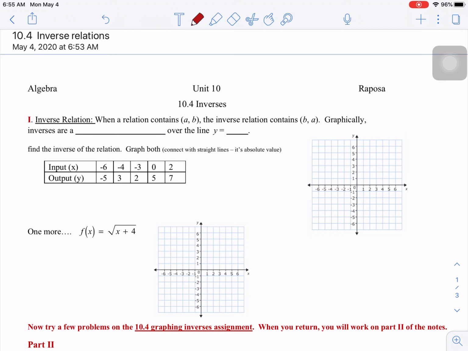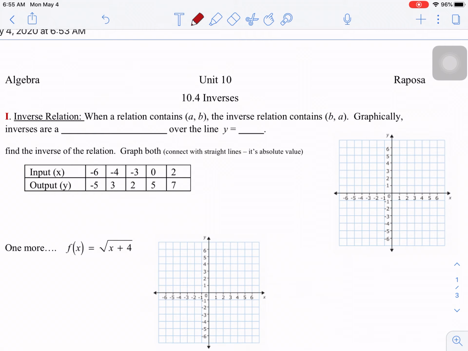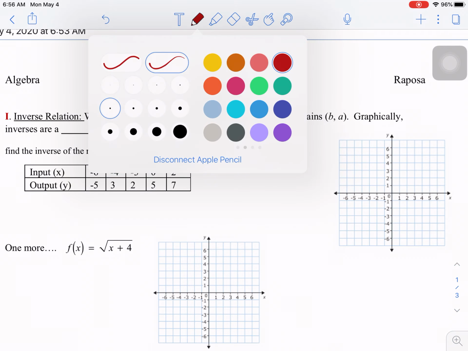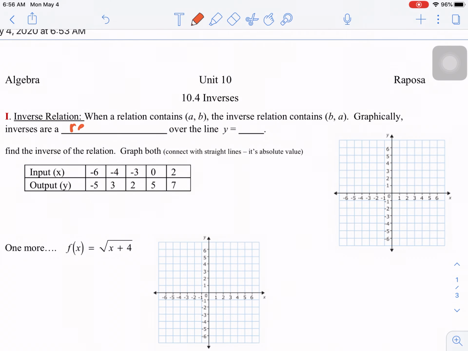So an inverse relation is when you have a point (A, B), or (X, Y). The inverse relation contains the opposite. The input becomes the output, and the output becomes the input. So basically, X and Y switch places. Graphically, inverses are a reflection over the line Y equals X.